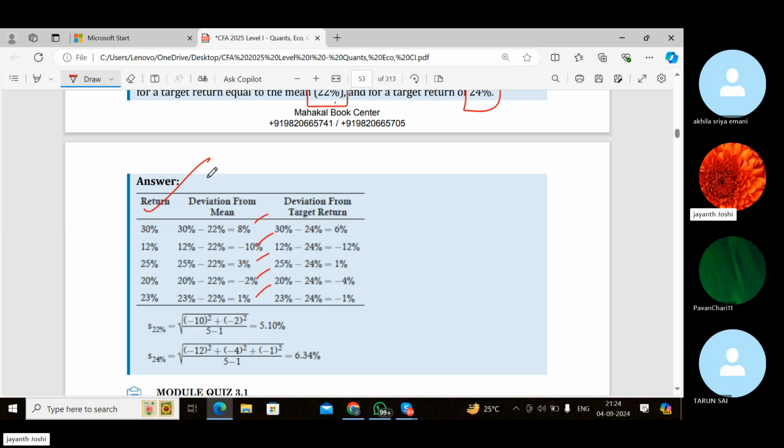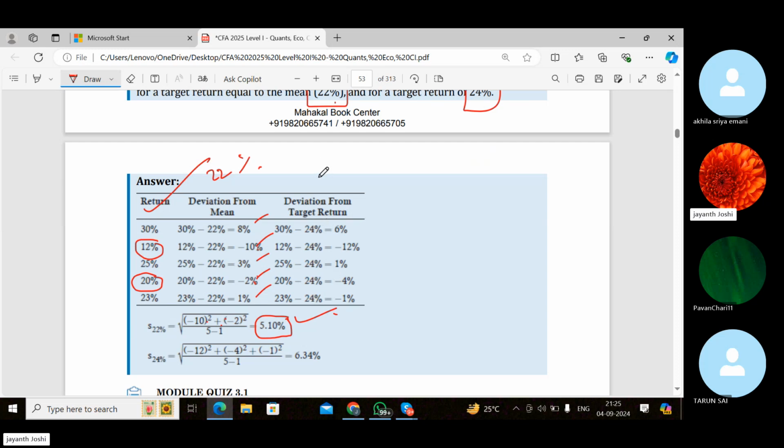Now your target here was 22%. What are the returns here which are less than 22? One is this and one is this. Only these two values are relevant for me. So I have taken the values that are given. I have squared them, added and divided by n minus 1. So my target downside deviation is 5.10.